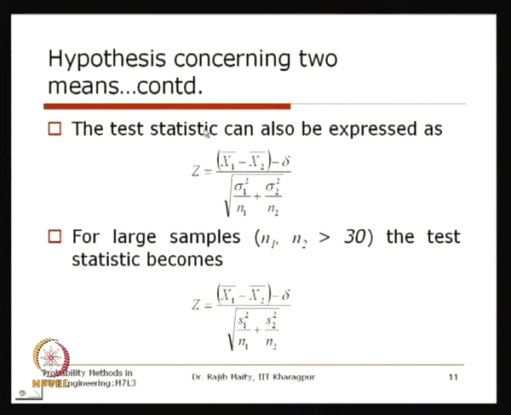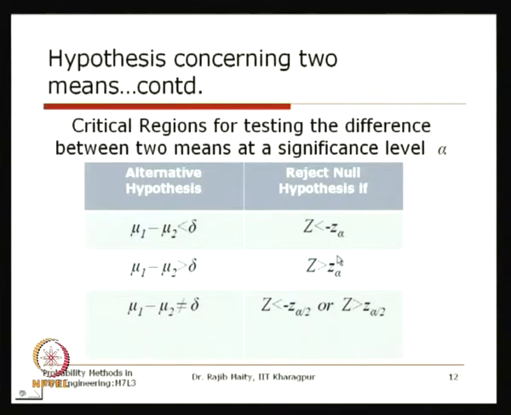So the test statistic here can be this one, x1 bar minus x2 bar minus delta, divided by the standard deviation for this difference, which is basically the square root of sigma 1 square by n1 plus sigma 2 square by n2. This gives you the estimate of the standard deviation of this difference. And for large samples, as I was telling, if they are greater than 30, then this can be easily replaced by the sample standard deviations, which again gives a standard normal distribution. This is for the large sample, and after this we will also see the small sample case.